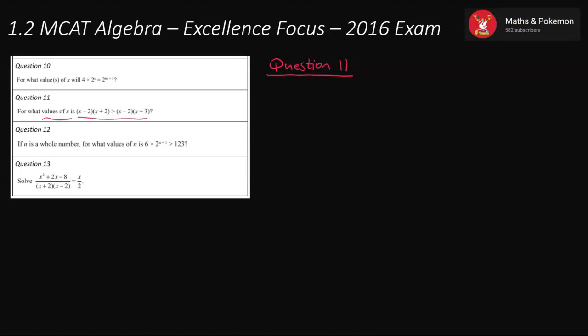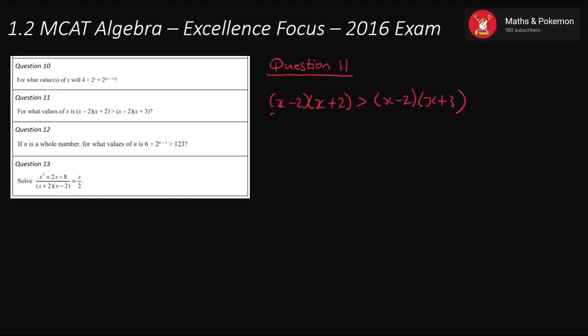And question 11, and we've got a nice messy one again. For what values of x is this inequation true? So we have an inequation. I wouldn't stress too much about it. Let's just jump into it and see what happens. So we've got x minus 2 times x plus 2. When is that greater than x minus 2 times x plus 3?